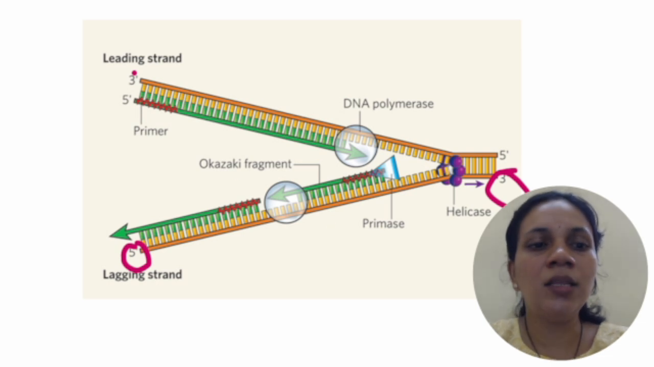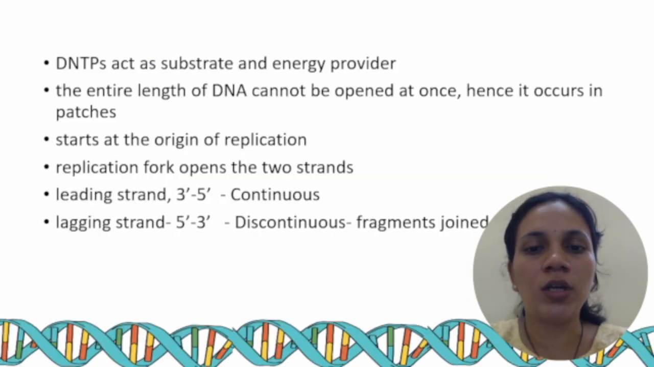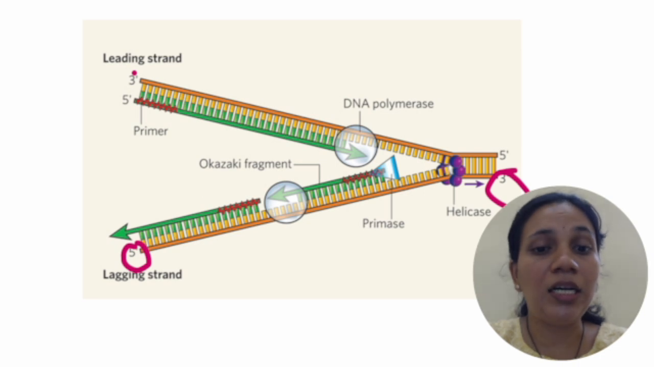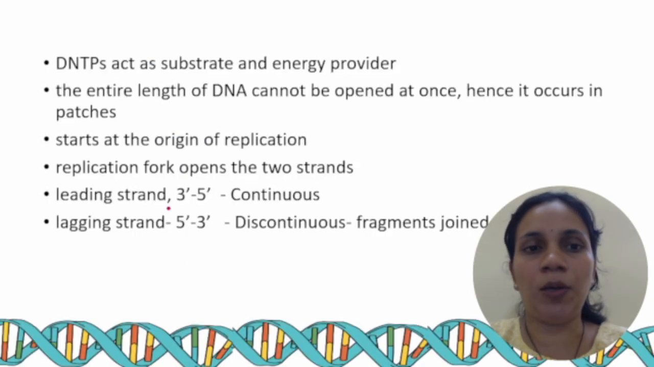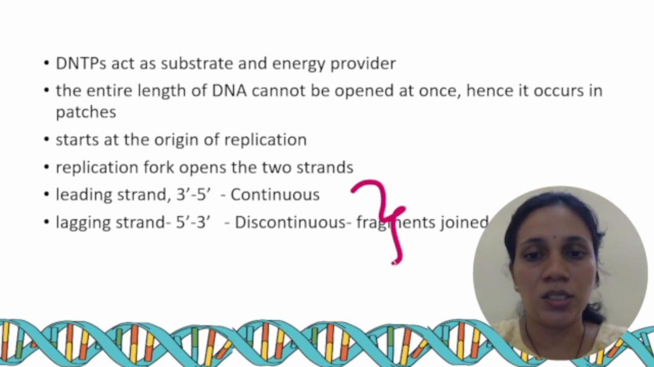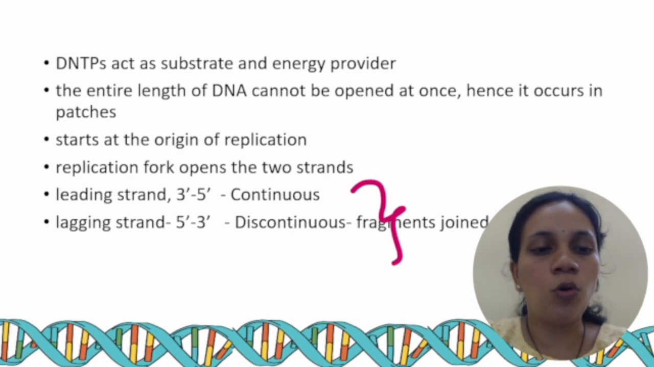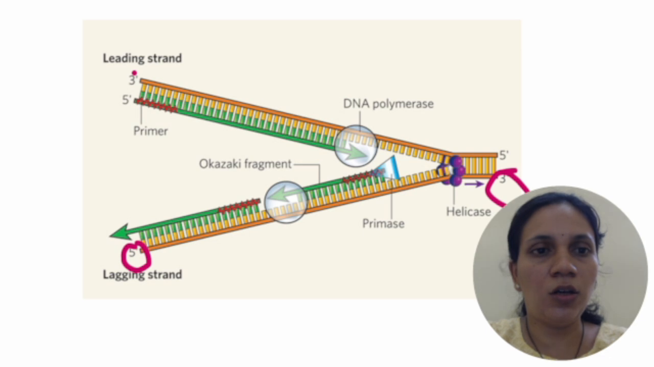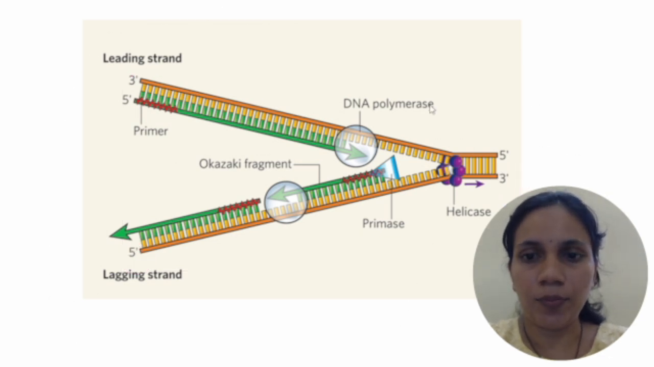So when the replication fork is opening, it is creating two types of strands. The one with 3 prime 5 prime is called the continuous strand. Now this is the tricky part. Not tricky, but you have to remember this. I will tell you why it is continuous and discontinuous, and secondly, why it is the leading strand and the lagging strand. So let's go to this picture first, where I will explain why it is leading and lagging.